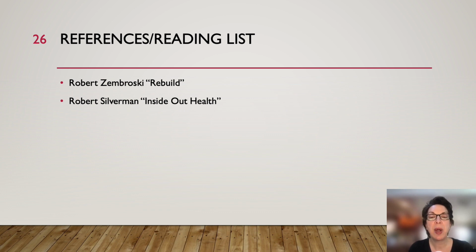If I were to recommend some readings to you, there are 2 books that I think are fantastic that really tell a lot about our diet from the functional medicine perspective. One is a book called Rebuild by Robert Zambrowski, and Robert Silverman wrote another book called Inside Out Health, which I think were very helpful for me to understand things about our diet from a functional medicine perspective. They're very easily readable and they're great resources.